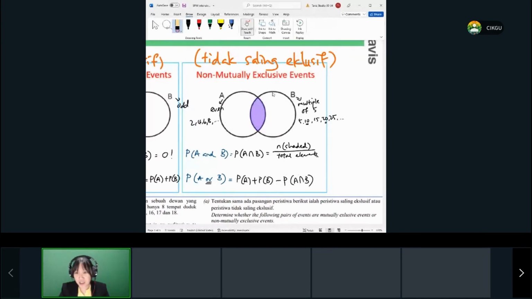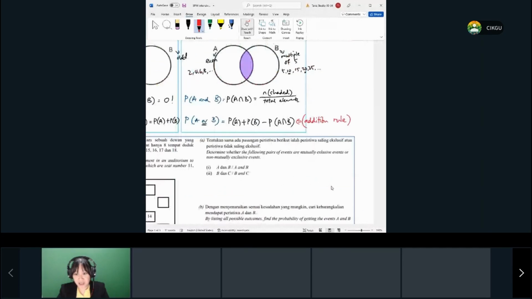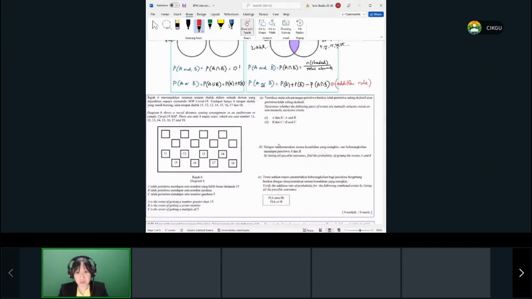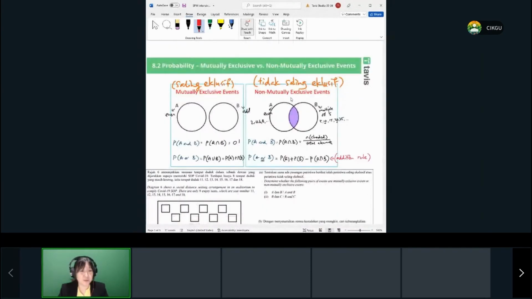You take A, you add it with B. These two white parts have no overlap, so no problem. But for this one, if you add, you're going to add it twice, so you need to minus off one time. We have another name for this: we call this the addition rule. Later you will see this term come out in one of the past year questions. Okay, done. This is all you need to know about mutually exclusive and non-mutually exclusive.